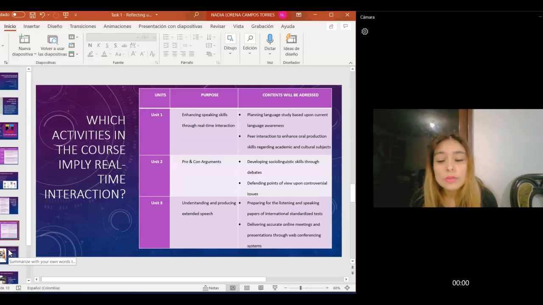The unit 2, the pro and con arguments, is about developing sociolinguistic skills through debates, defending points of view upon controversial issues. And the unit 3 is understanding and producing extended speech, preparing for the listening and speaking papers of international standardized tests, and delivering current online meetings and presentations through web conference systems.